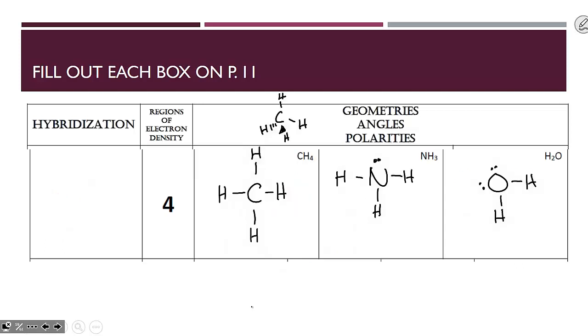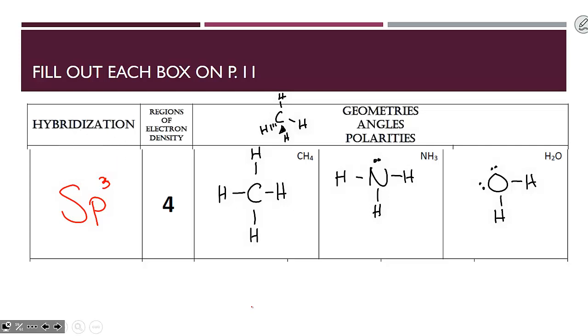4 regions of electron density means we will have to hybridize 4 orbitals. So again, we will pull all 3 p's and an s. Anything with 4 regions of electron density is sp3 hybridized.